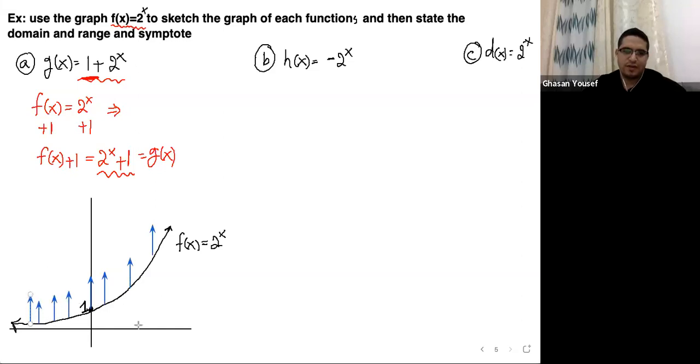So my asymptote is y equals 0 for this function. Now in this function it is y equals 0, but we're going to shift it 1 unit up. So it's going to be y equal what? 1. Here's my asymptote, y equal 1.